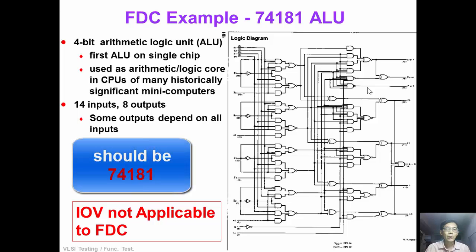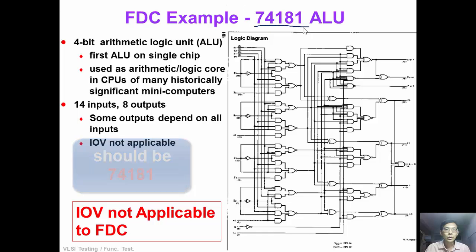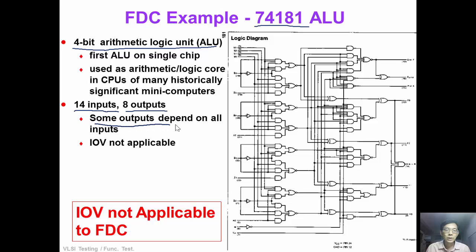For a second example, the 74181 ALU. This is a 4-bit arithmetic logic unit. This is the first ALU on a single chip. It was used as ALU core in many CPUs. It has 14 inputs, 8 outputs, and the sum output depends on all the inputs. In this case, IOV cannot be applied to reduce the test length.